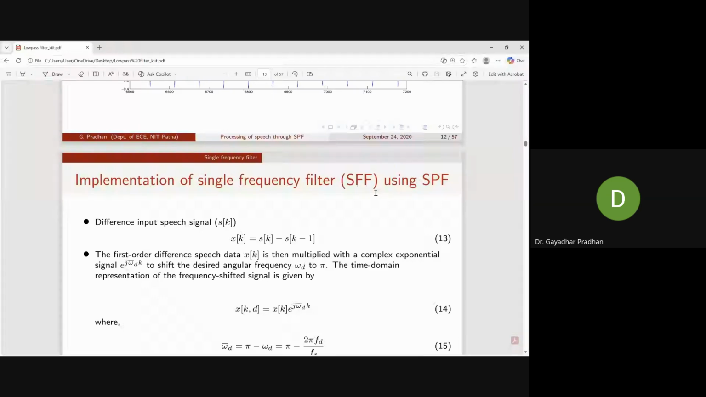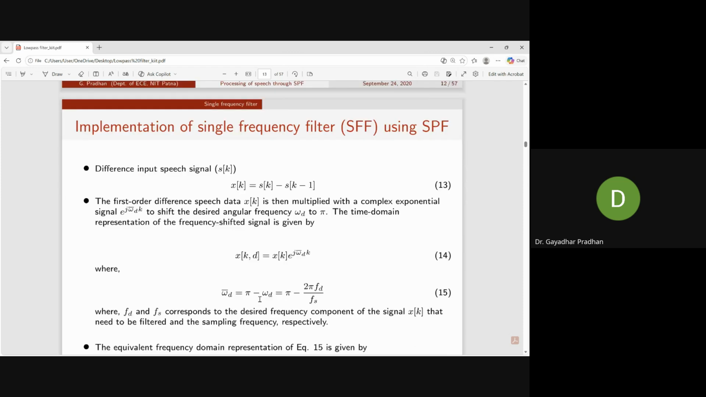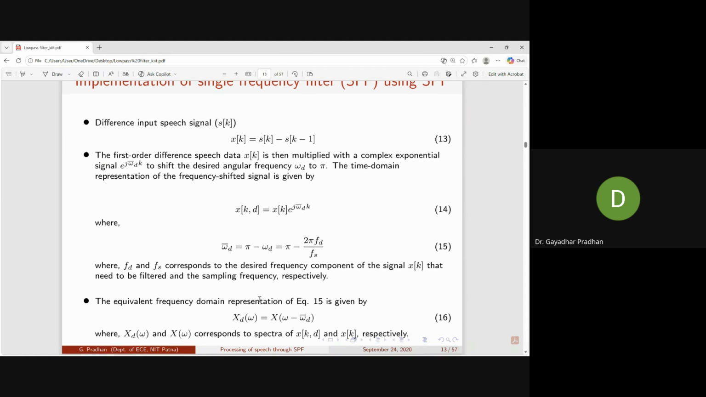If you know DSP and signals and systems, there is a frequency shifting property of the Fourier transform. If I multiply by e to the power j omega t, it will shift the angular frequency omega to omega minus omega naught. So we will use that concept to turn this single pole low pass filter into a band pass filter. That means it will analyze different frequencies.